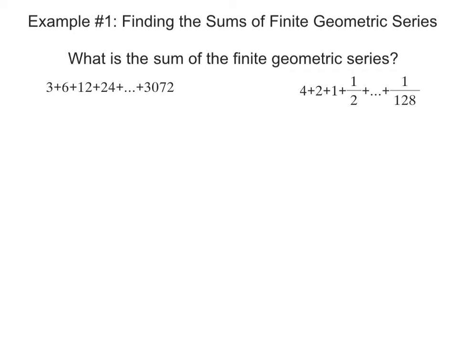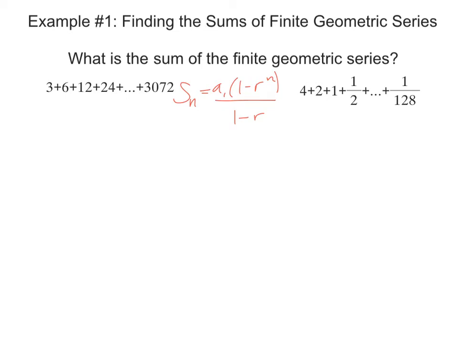So we have, for the first example, 3 plus 6 plus 12 plus 24 plus all the way up to 3072. Okay. Well, I guess in order to be able to do this, we actually need to know what the formula is. So our formula that we will use to find the sum of finite geometric series is S sub n, which means the sum, is equal to a sub 1, which is the first value, times 1 minus r, that ratio, to the nth power, divided by 1 minus r. Okay, so we're going to apply this into our next formula.